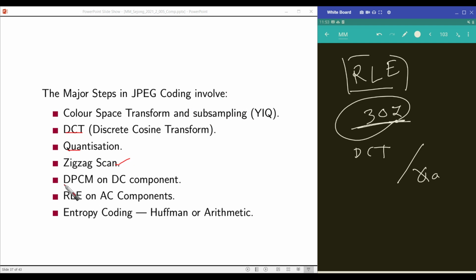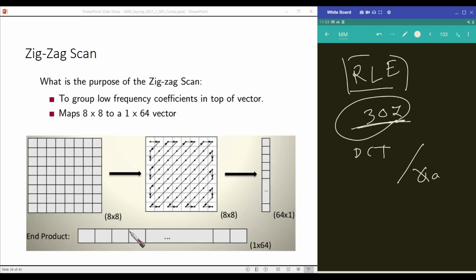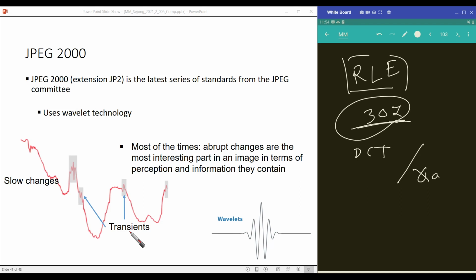And for the very first numbers, we use a certain coding technique called DPCM, differential pulse code modulation, and we'll see how it works later on. All other numbers we used RLE. That's why we say AC component, where there is frequency, and DC means there is no frequency. After that we used some sort of entropy coding, for example Shannon-Fano or Huffman coding, and we are done. So that's how JPEG works.